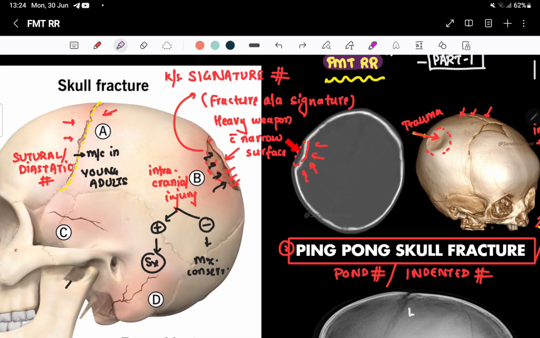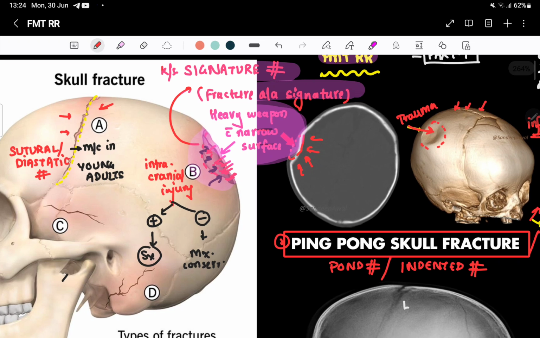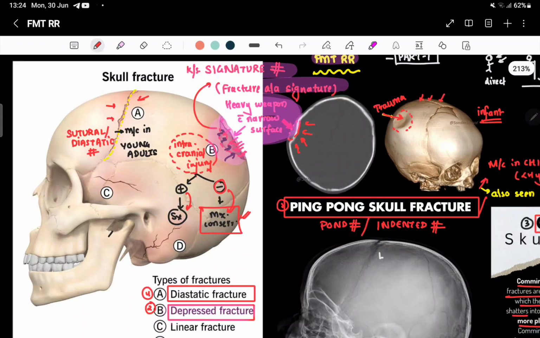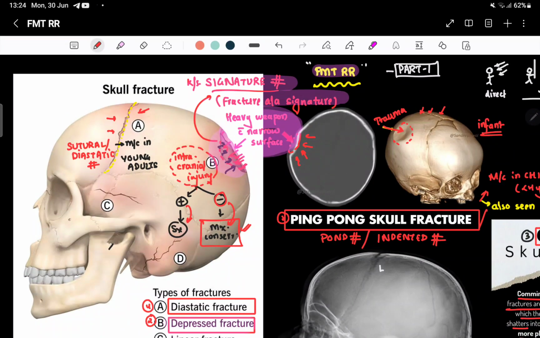No, this is not depressed fracture. This is a depressed fracture, and it is also known as signature fracture or fracture a la signature, because if it is struck with a heavy weapon with a narrow surface, then depressed fracture will be there. The skull fragment will depress inside like this, and if intracranial injury is present, then you have to do surgery. But if it is absent, then you will do conservative management. So this is depressed fracture.